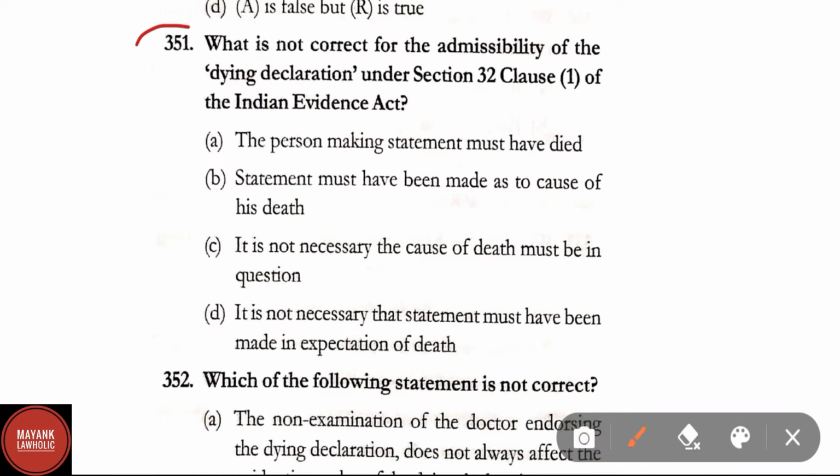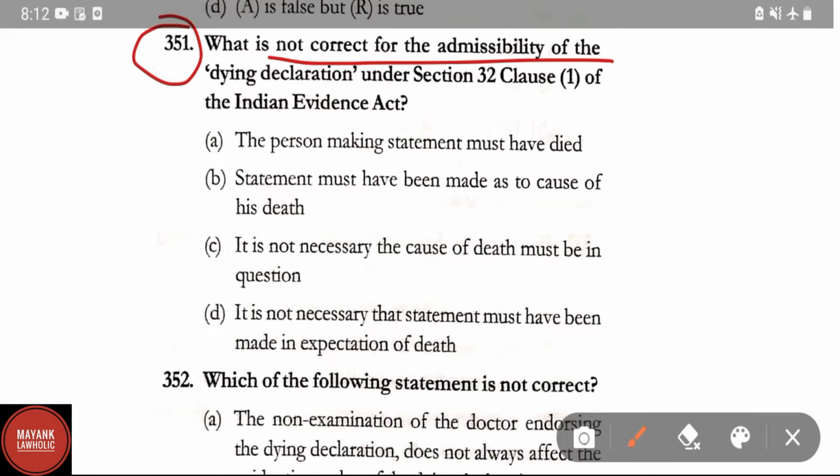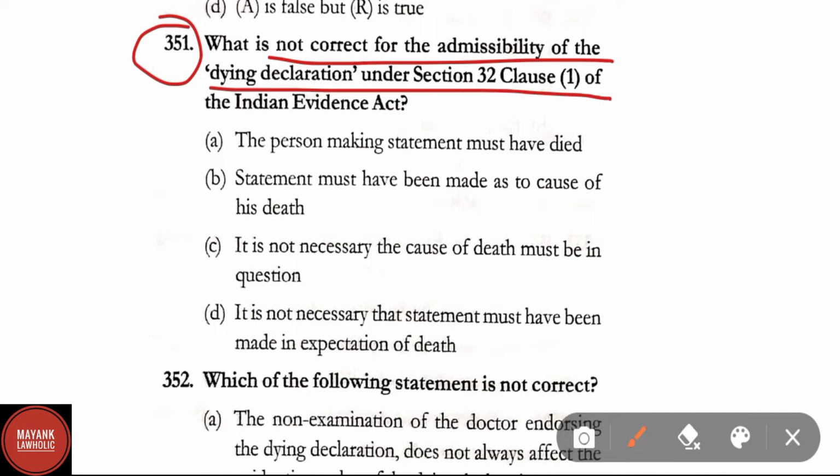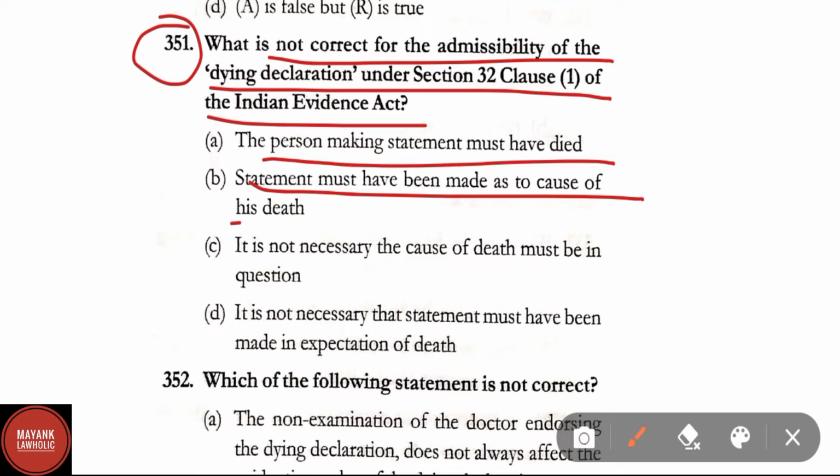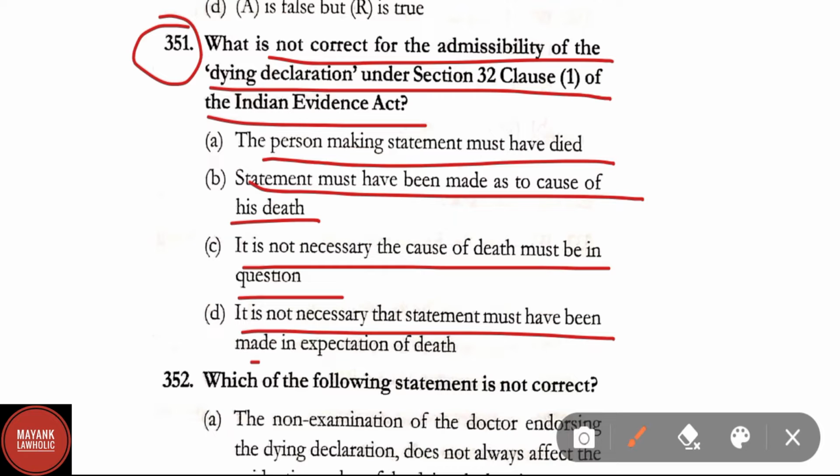Question number 351. What is not correct for the admissibility of the dying declaration under Section 32 clause 1 of the Indian Evidence Act? Option A. The person making statement must have died. Option B. Statement must have been made as to cause of his death. Option C. It is not necessary the cause of death must be in question. Option D. It is not necessary that the statement must have been made in expectation of death.